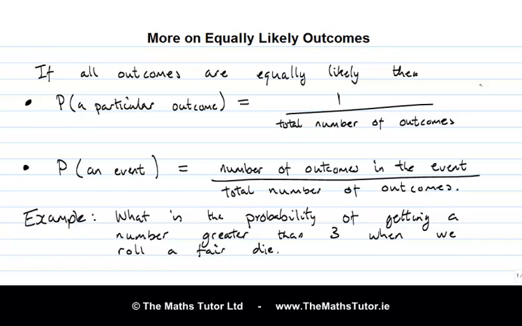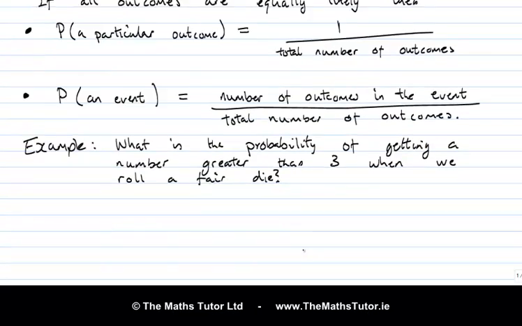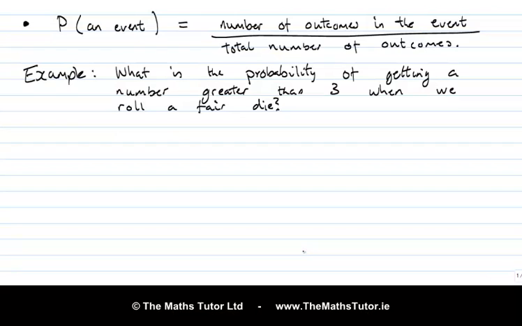Imagine that we roll a fair die. We might ask, what is the probability of getting a number greater than 3? So this is a situation where all the outcomes are equally likely, but we're trying to calculate the probability of an event consisting of more than one outcome. So let's write down the sample space. It's the set of all outcomes, so the set consisting of 1, 2, 3, 4, 5, and 6.